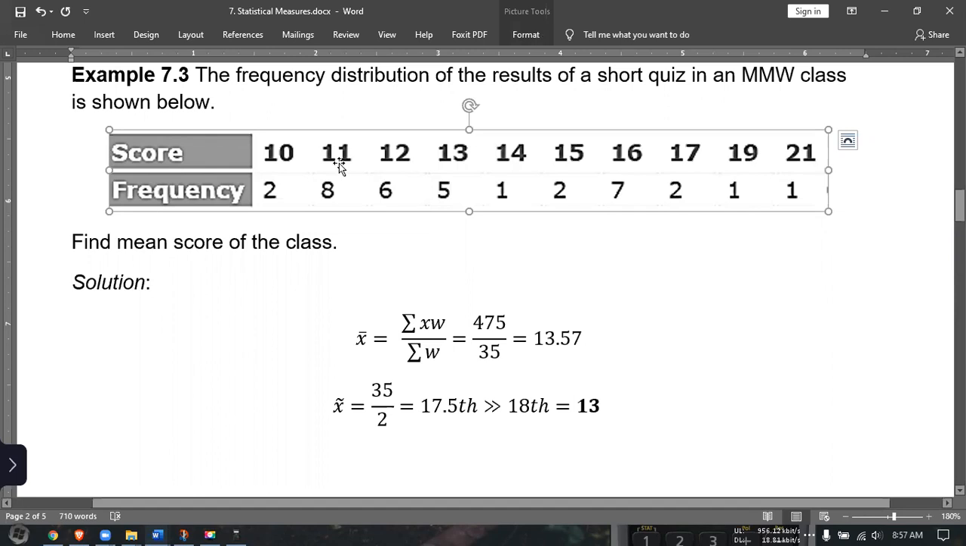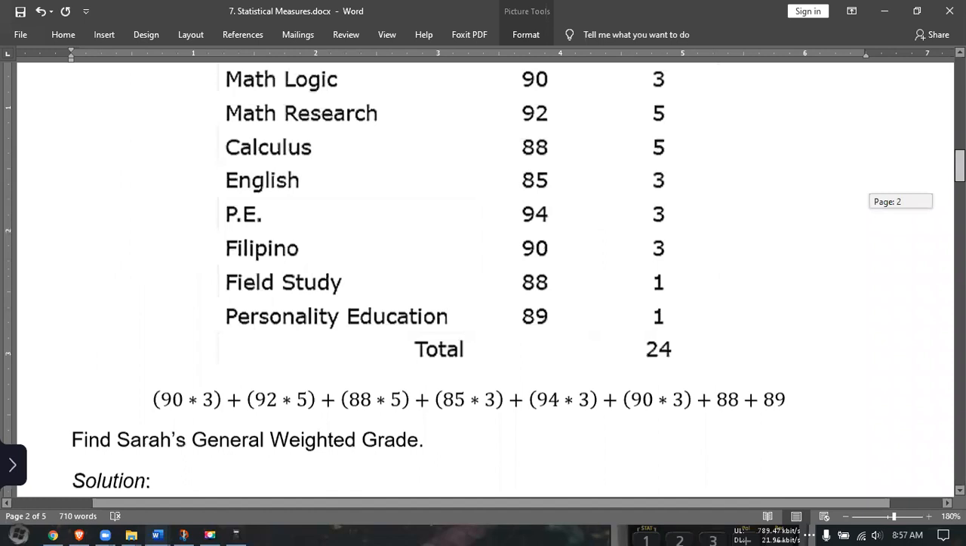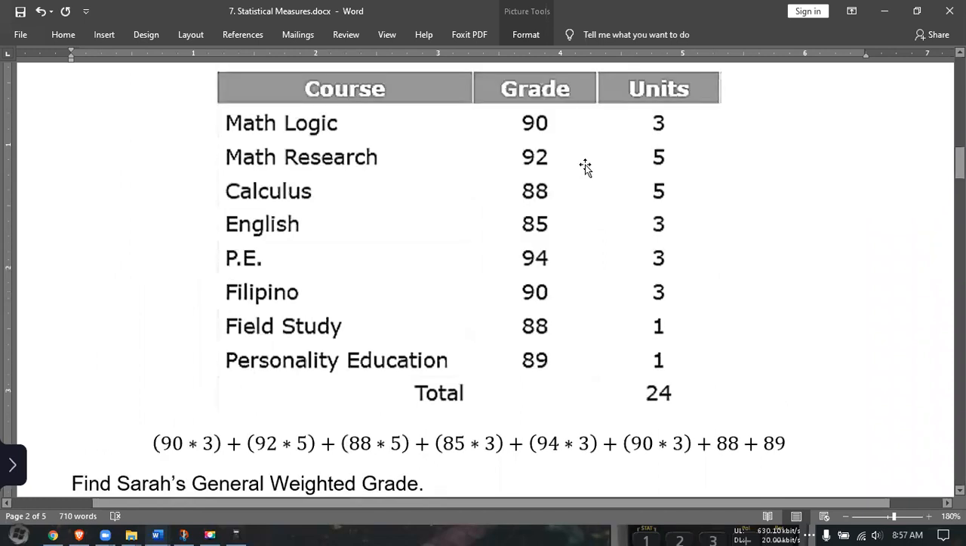If we have another 8 somewhere else, then we have two modes. For example, for Sarah, what is her modal grade? Her modal grade is 92 and 88, because those have the most units.